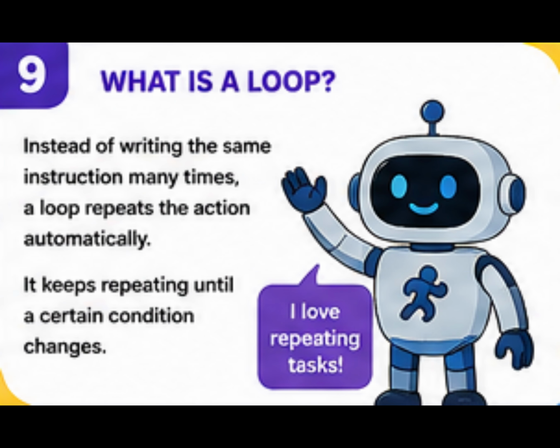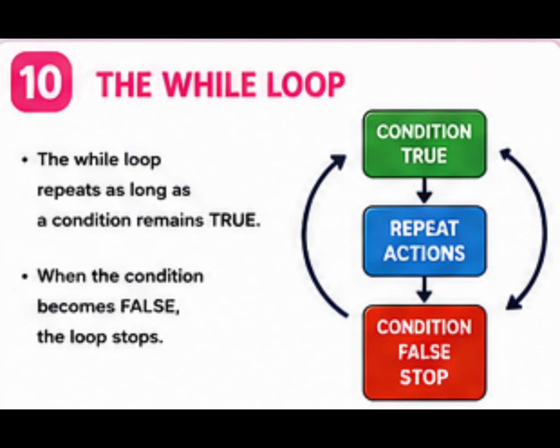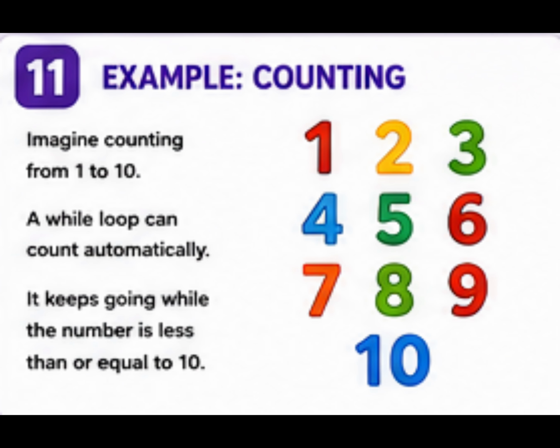There are different types of loops in programming. Today, we will focus on the while loop. The while loop is one of the easiest loops to understand because it repeats as long as a condition remains true. Imagine you are counting from 1 to 10. You start at 1 and continue counting until you reach 10. A while loop can perform this task automatically. The loop keeps repeating while the condition remains true. Once the condition becomes false, the loop stops.